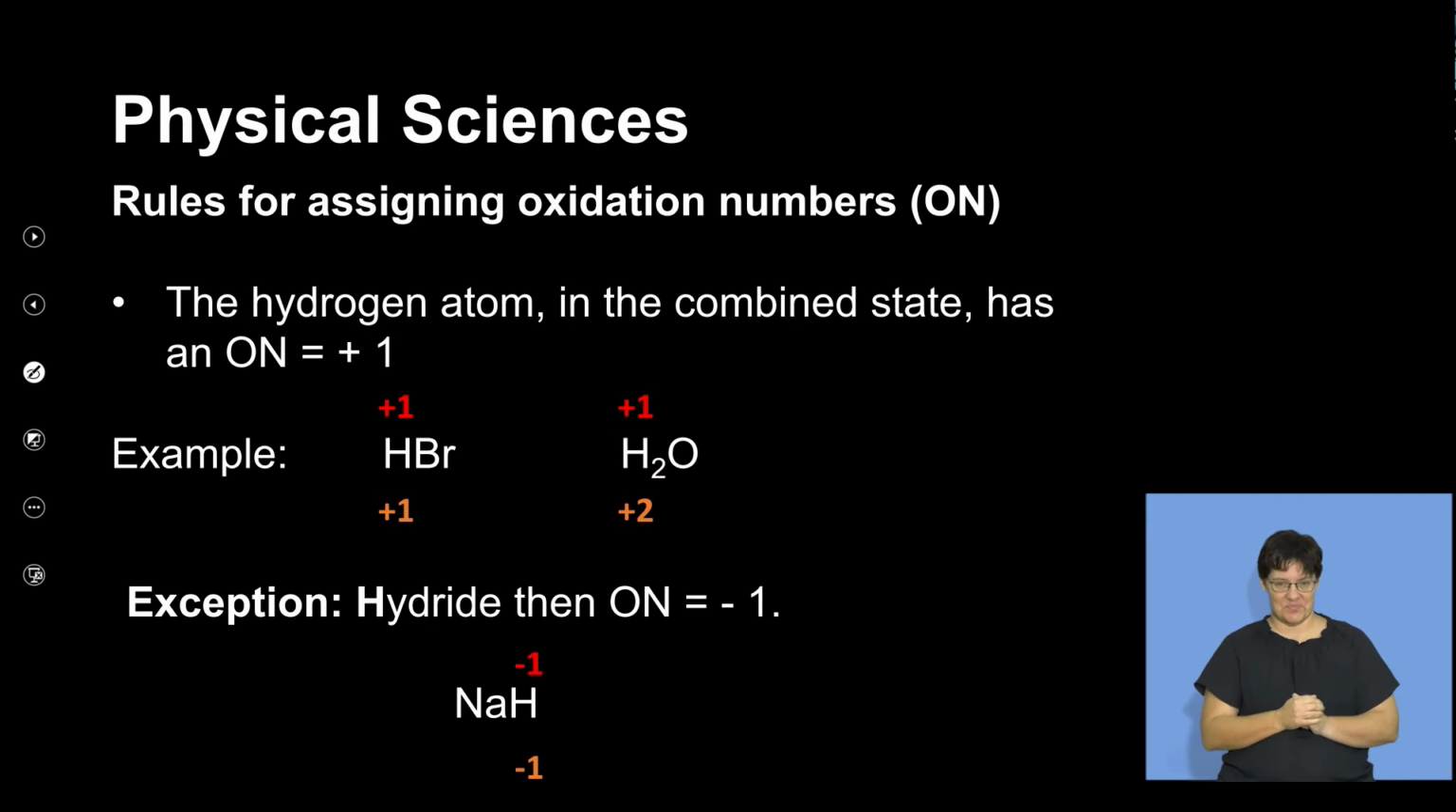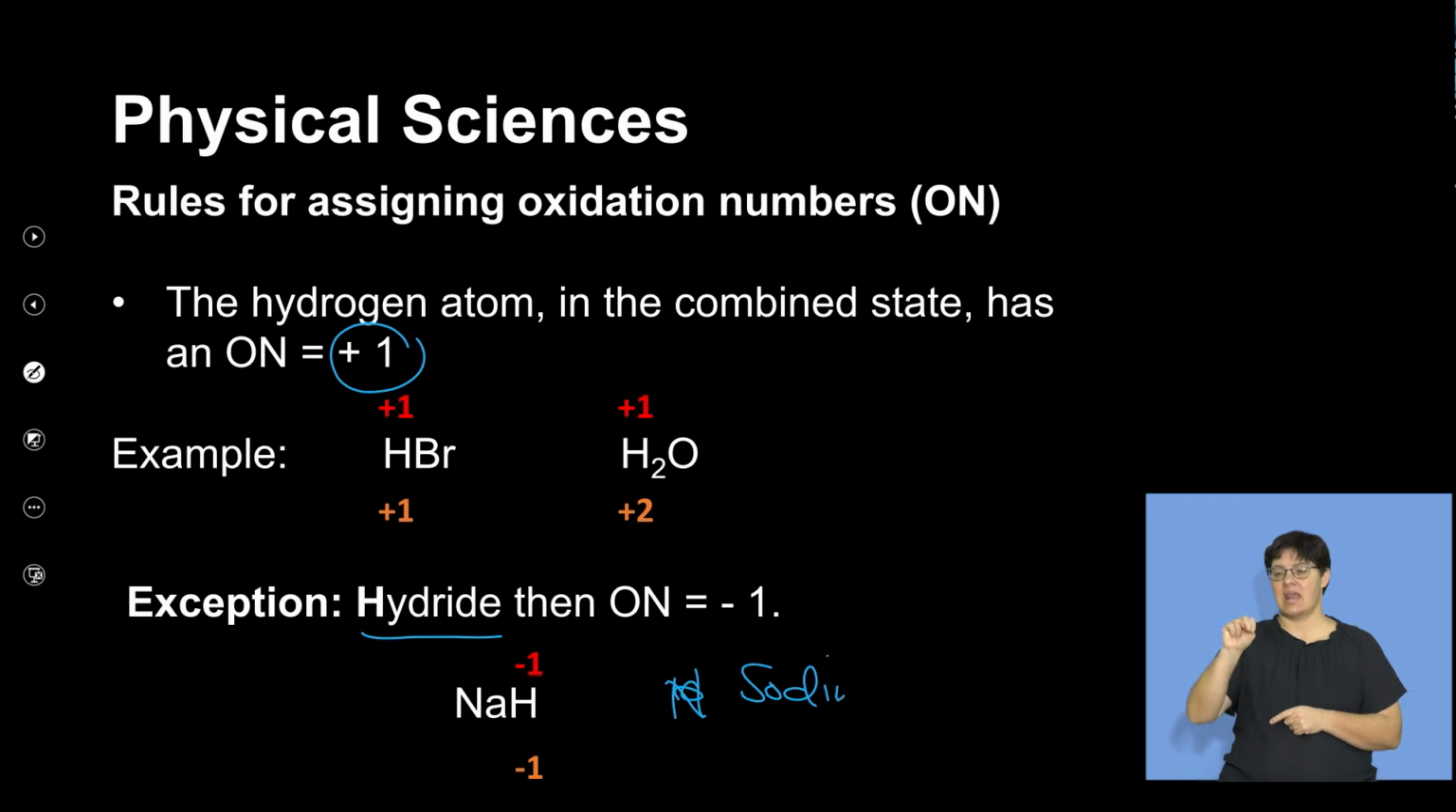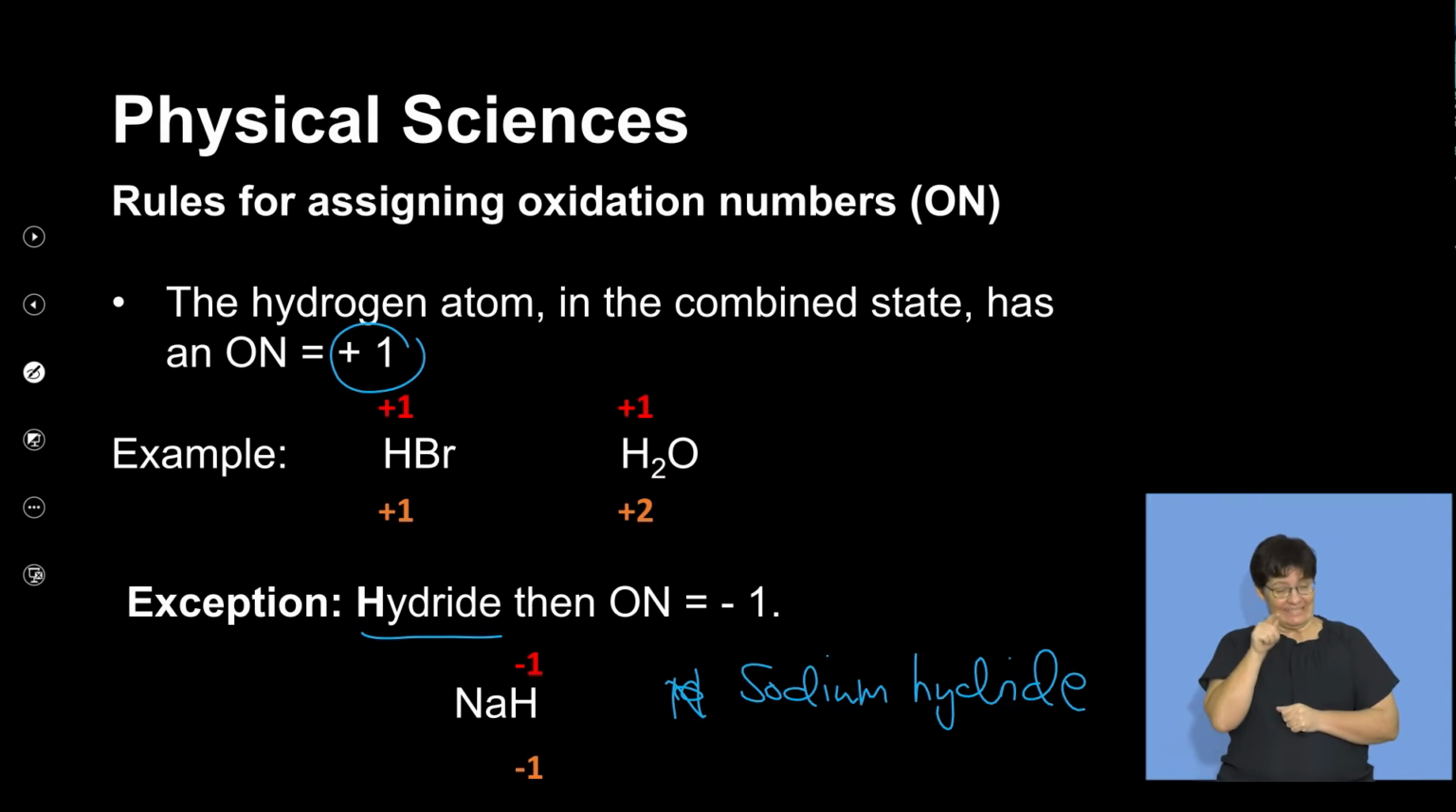Okay, now, there is also an exception here as far as hydrogen is concerned. So in combined state, hydrogen is always +1, except in a hydride. So a practical example of a hydride is sodium hydride, right? Sodium hydride. Okay, what's up with the exception? What is it that is important?